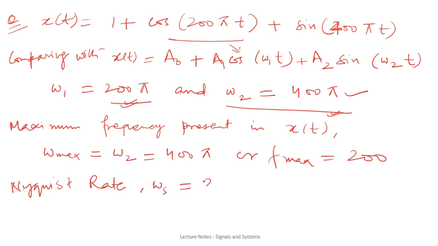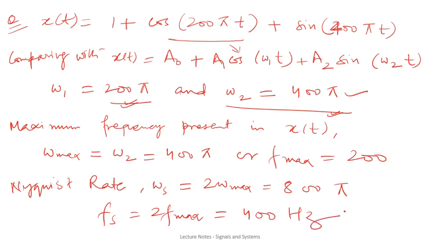So omega s will be equal to twice omega max, which will be equal to 800 pi, or in terms of fs, this will be equal to twice f max, that will be equal to 400 hertz. Okay, so this was the last topic of this second unit. With this much we have come to an end of this second unit, and from the next class we'll start the next unit. Thank you very much.